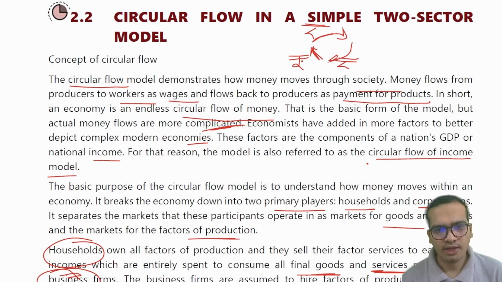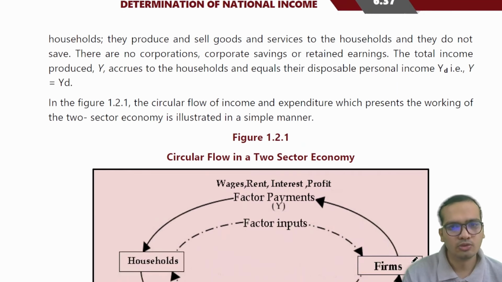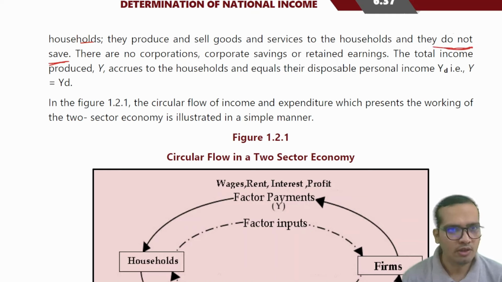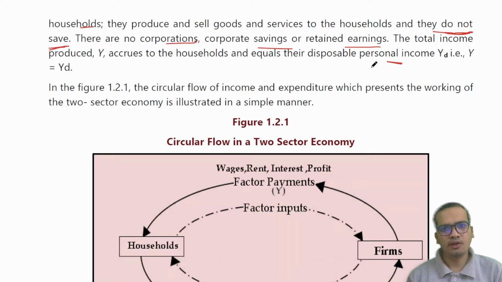The business firms are assumed to hire factors of production from the households. They produce and sell goods and services to the households and they do not save. Mark this, they do not save anything. It means 100% of what is earned is 100% spent. There are no corporate savings or retained earnings. The total income produced, Y, accrues to the household and equals their disposable personal income. It means whatever is earned is 100% spent on various things.